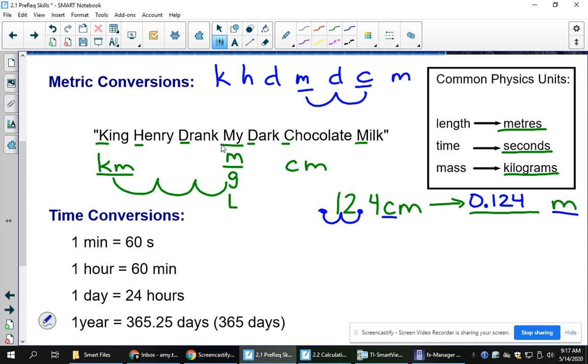Now, if you've learned to divide stuff by 1,000 or times by 100, or you've learned a staircase to change, that's all fine. You have learned metric conversions before. You should be able to do them. Pick your method. This is the one I prefer, and be able to change metric conversions flawlessly.